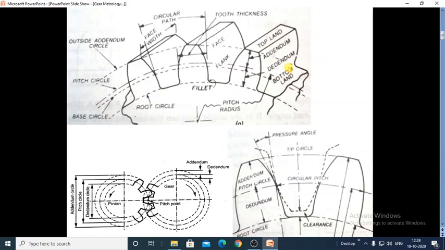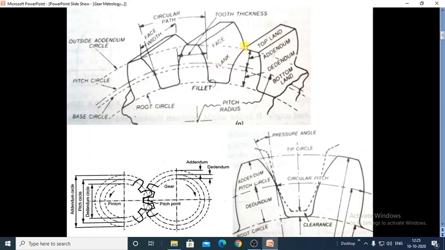Now let us see the next, that is the face of the tooth. It is the part of the tooth surface which is above the pitch surface. And flank is the part of the tooth surface which lies below the pitch surface. The part above the pitch surface is the face and the part below the pitch surface is called the flank.